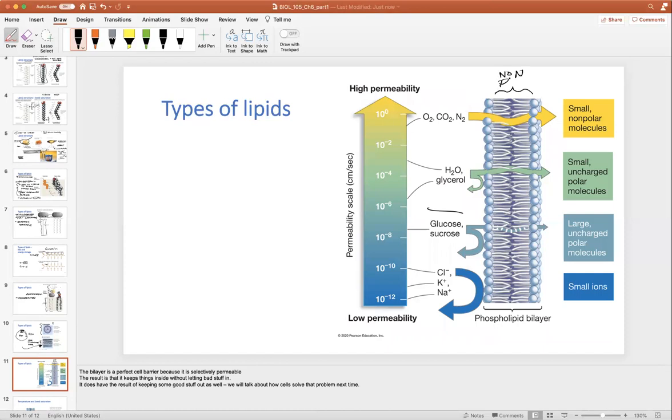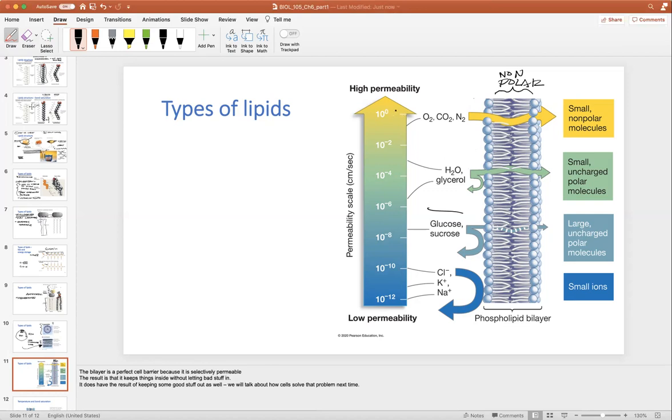Now, this is going to set up some interesting features. What that means is that things that interact with water can interact with these polar heads here, right? They can interact here and here. But if something is dissolved in water, it's going to have a hard time crossing through this nonpolar region, because if it's soluble in water, then it's not soluble in oil.